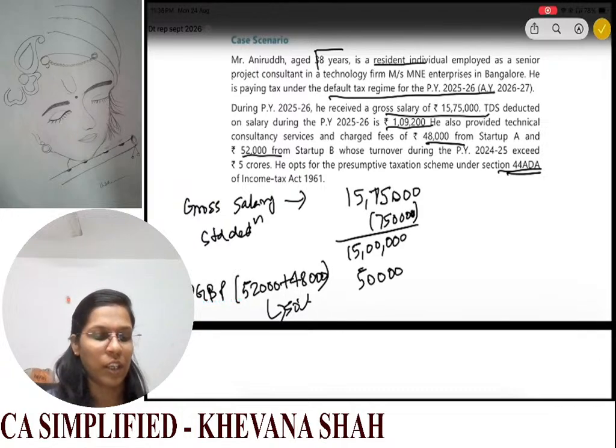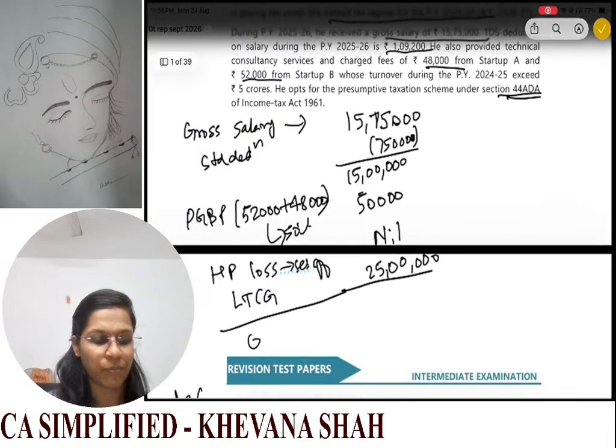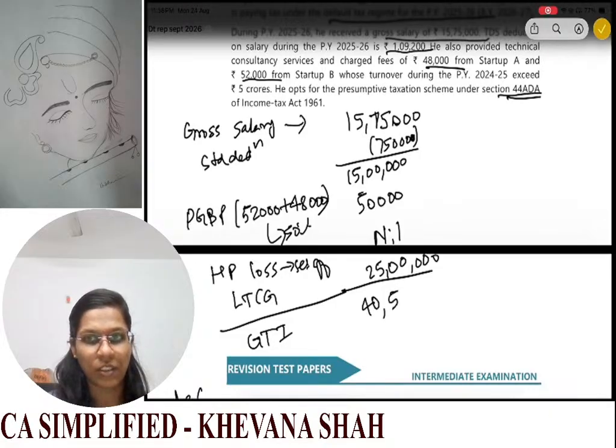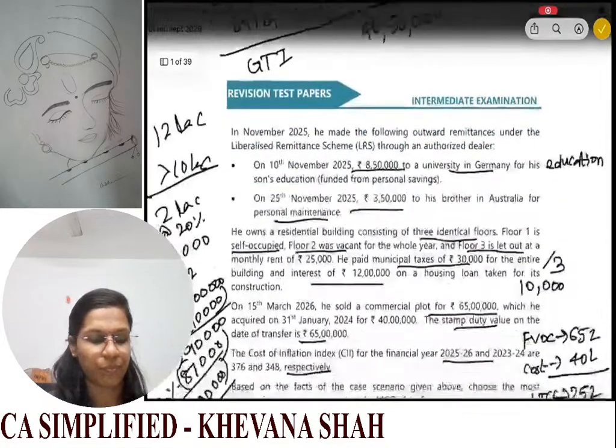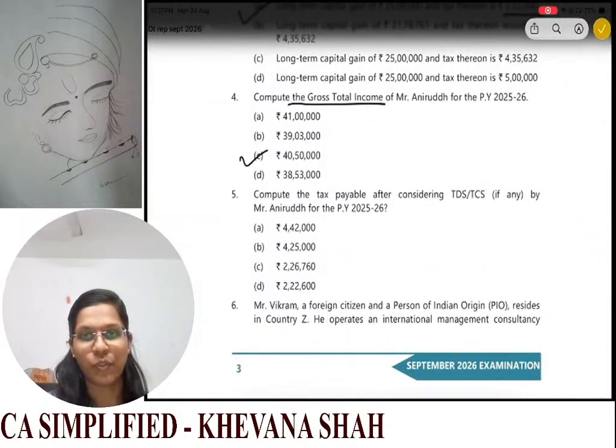Alright. Now for house property, we have calculated the loss. Now this loss cannot be set off, so I will take house property as nil. Then long-term capital gain I have calculated as 25 lakhs. So my gross total income that I get is 40 lakhs 50,000.